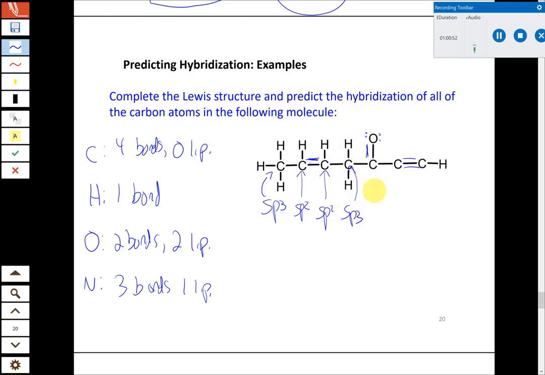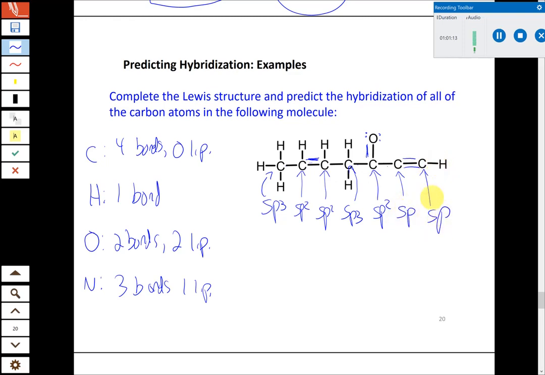sp3. This one here, 1, 2, 3 things bonded to it, so that makes it sp2. And then these last 2, they both just have 2 things attached to them. This one bonded to this carbon and this carbon for a total of 2 things. This one bonded to this carbon and this hydrogen for a total of 2, so that makes them sp hybridized.